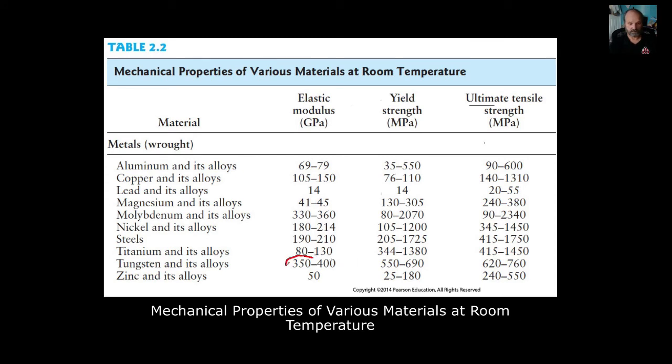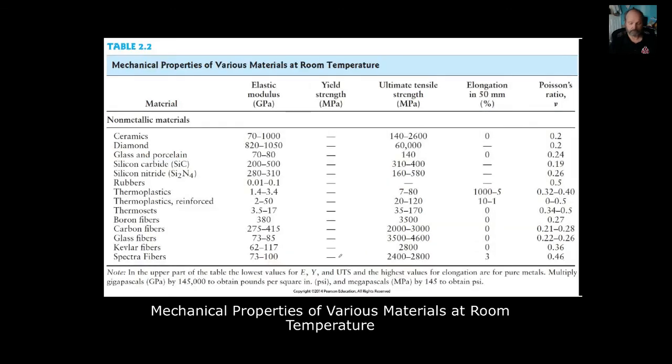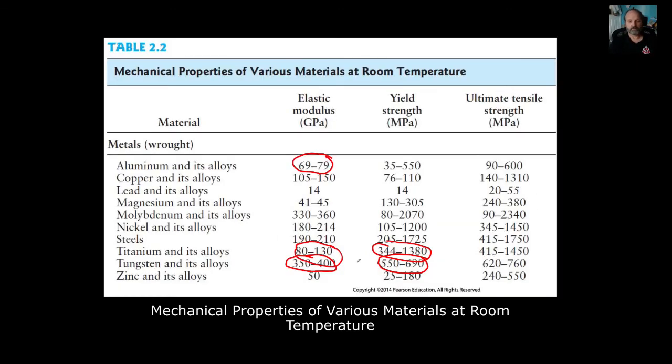Tungsten and its alloys is very stiff. Okay, aluminum and its alloys is very flexible. So you're going to pick different materials for different design applications depending what you need. Okay, and now you can look at yield strength. So for example, tungsten and its alloys has a pretty high yield strength, but titanium is even better. It may not be as good in stiffness, but maybe you want it more flexible and you want it stronger. Titanium alloys are used sometimes in aerospace.